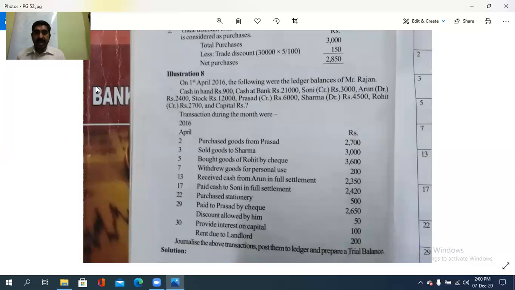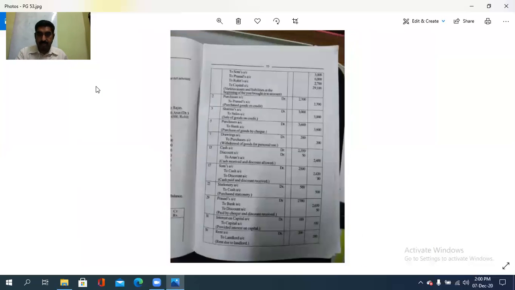Then paid cash to Sony in full settlement 2,420. So Sony 3,000. We paid and settled the account. So Sony debtor to cash 2,420 and to discount. How much is the discount? I think 500 and something, isn't it? No, 2,500 is Sony's amount, I think.